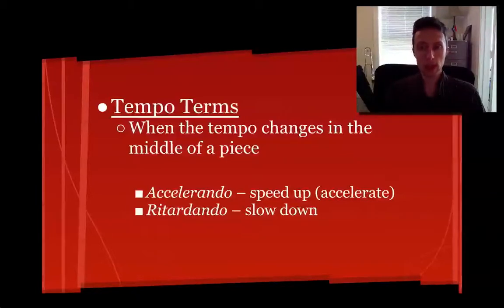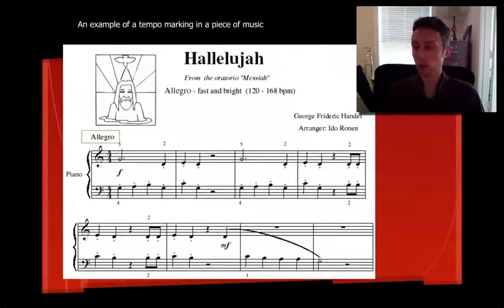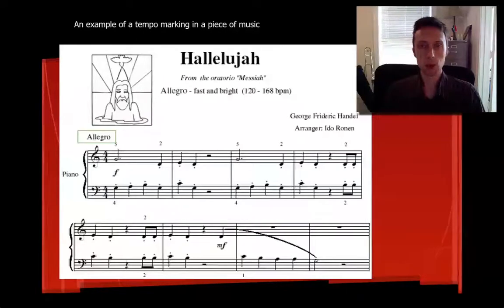So there you have it. Here's an example of a tempo marking in a piece of music. It's highlighted in green over there. It says allegro, which means fast. And this is an easy piano version of the Hallelujah chorus from Handel's oratorio, The Messiah. Also notice that it says right down here, allegro, fast and bright, 120 to 106 BPM. That means beats per minute. So 120 beats per minute means 2 beats for every second. So it's just a way to sort of standardize the tempo.